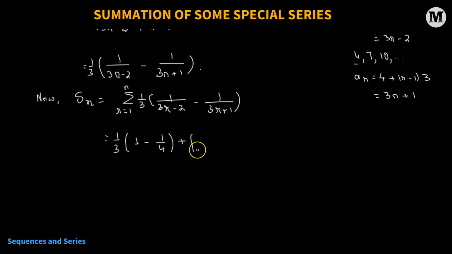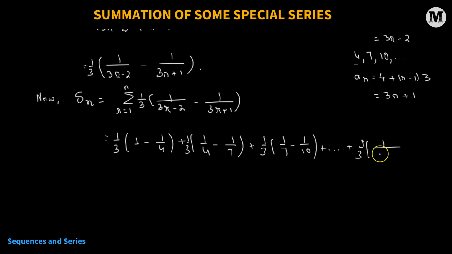This is going to be added to the second term. So we have 1 over 3 multiplied by, replacing r with 2, 3 times 2 is 6, 6 minus 2 is 4, so 1 over 4, minus 1 over 3 times 2, that's 6, 6 added to 1 is 7. Then we have 1 over 3, the third term, which is 1 over 7 minus 1 over 10. Then we have the rest of the terms, coming to the last term, the nth term. We replace r with n, so we get 1 over 3n minus 2 minus 1 over 3n plus 1.